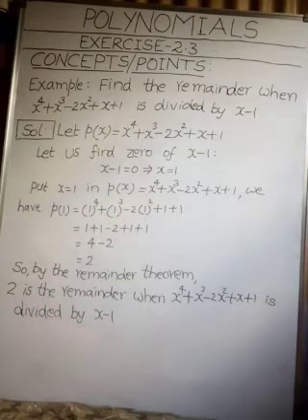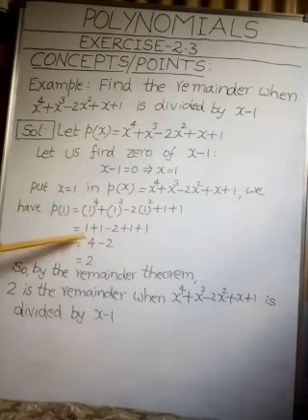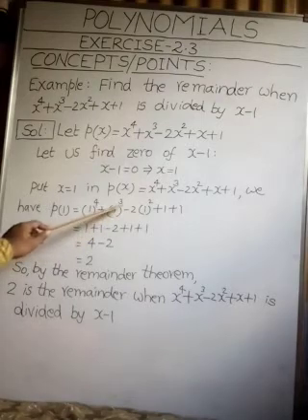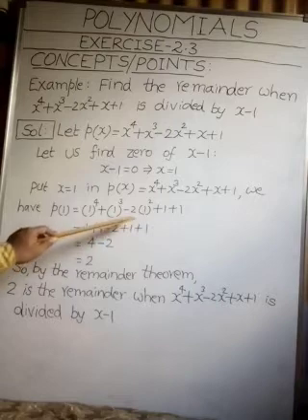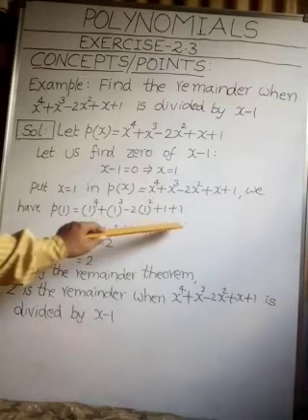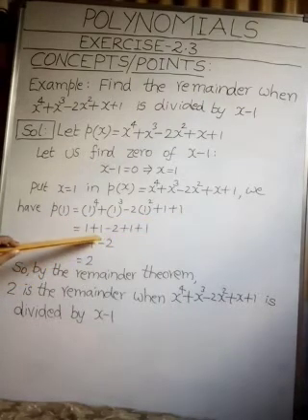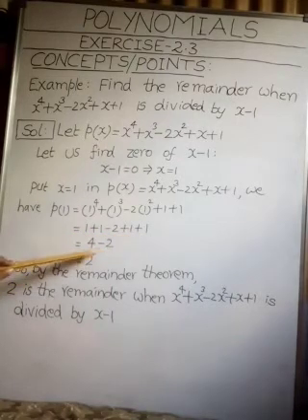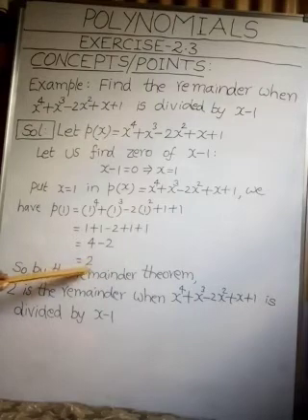Now we simplify these terms. What is the value of 1 power 4? 1. Let us find the value of each term separately. Plus, what is the value of 1 cube? 1 only. Minus 2 into 1 square, what is the value of this term? 2 only. Plus 1 plus 1. Understood this step, my dear children? Right. Now 1 plus 1, 2 plus 1, 3 plus 1, 4 minus 2. What do you get here? 2 only. So this number is called the remainder.